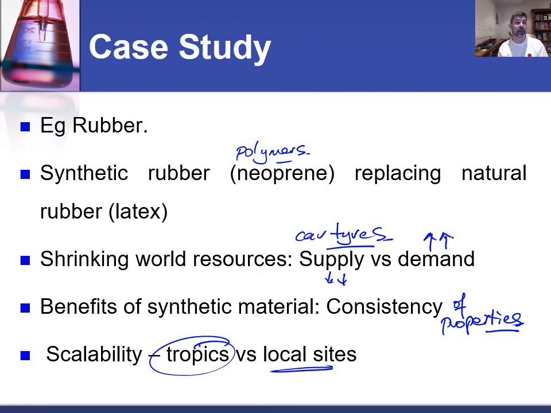Now, you don't have to do rubber as an example, but it's important that you select one example that you can use to discuss, I guess, how industrial processes can be used to solve problems of supply and demand.